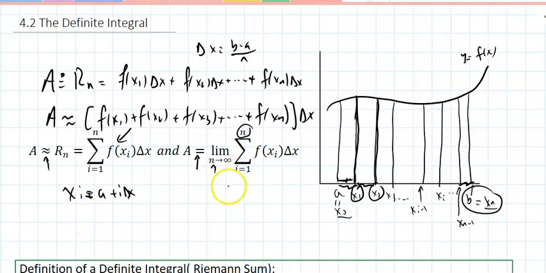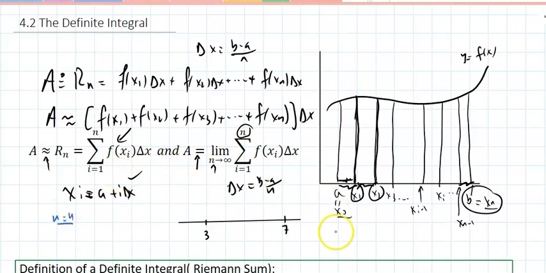Right, and delta x is simply b minus a over n. So if I was looking at an interval, this is just an example for you to see this part. Let's say I'm running from 3 to 7, and I want n equal 4. So delta x is automatically 7 minus 3 over 4, that is 1. So when I say x sub i, a is the starting point, plus i times delta x.